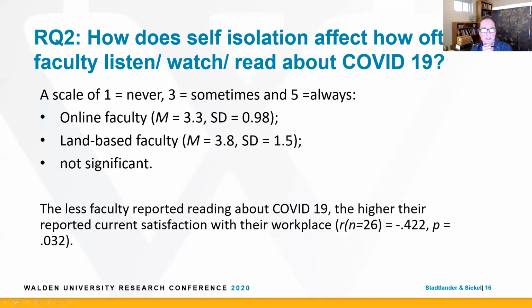So for research question 2, how does self-isolation affect how often faculty listen, watch, read about COVID-19? Again, using the same scale from 1 never to 5 always. There was no significant difference. You can see that land-based faculty had a slightly higher mean, but there was no significant difference. We did find a correlation. The less faculty reported reading about COVID-19, the higher their reported current satisfaction with the workplace, as you can see at 0.032. Next slide.